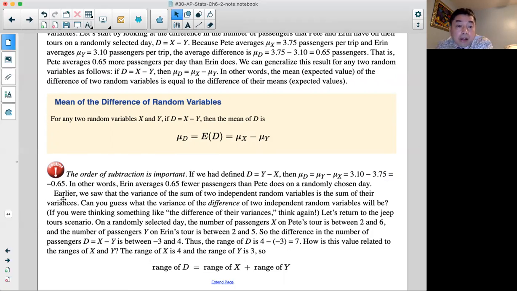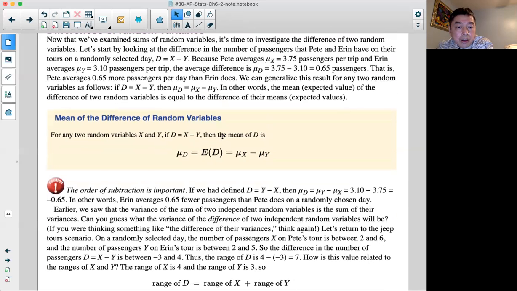Earlier, we saw the variance of the sum of two independent random variables is the sum of their variances. Can you guess what the variance of the difference of two independent random variables will be? If you're thinking of a difference of the variances, where you square the standard deviation of each and subtract, that is not it. You have to think a little bit again. So the range became handy.